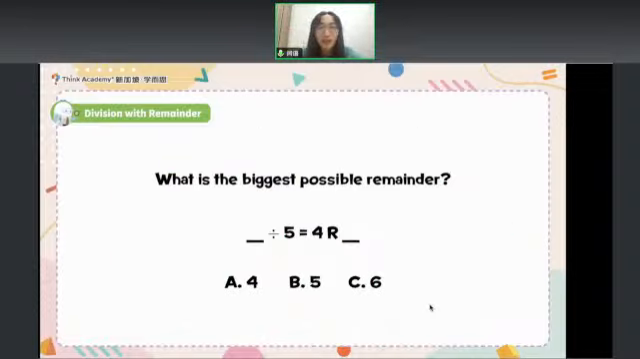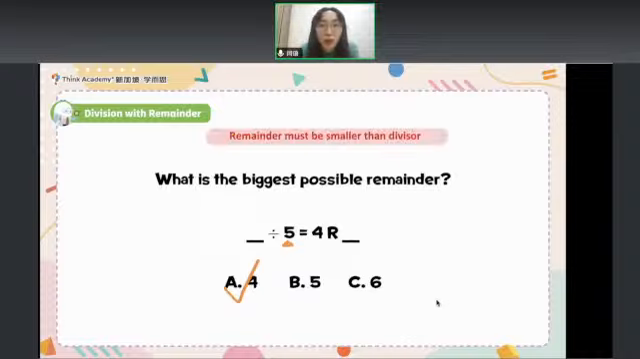What is the biggest possible remainder? Also, you will see such question in your worksheet. Okay, what is the biggest possible remainder? Good job. It should be 4. Why is it 4? Because the remainder must be smaller than divisor, right? So what is the whole number that is smaller than 5? Correct. It is 4.